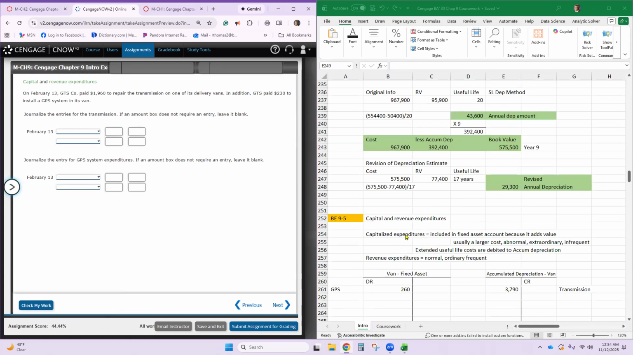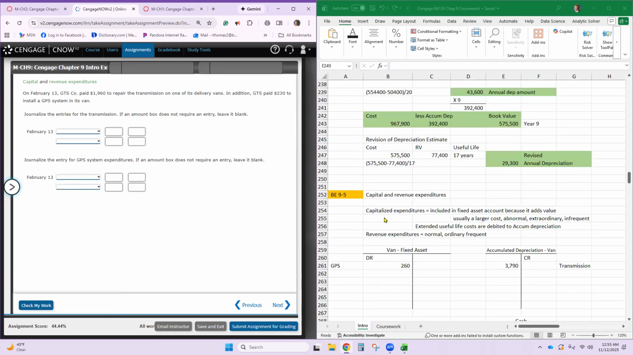So here is the explanation. A capitalized expenditure is included in the fixed asset account because it adds value, usually a larger cost, abnormal, extraordinary, and usually infrequent. But a revenue, its extended useful life costs are debited to accumulated depreciation. Okay, so extended useful life costs are debited to accumulated depreciation.